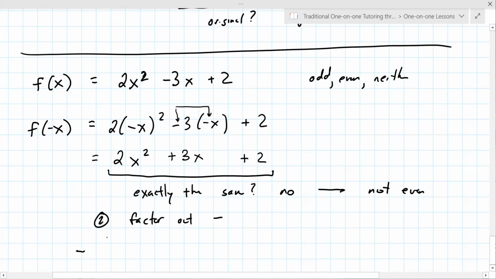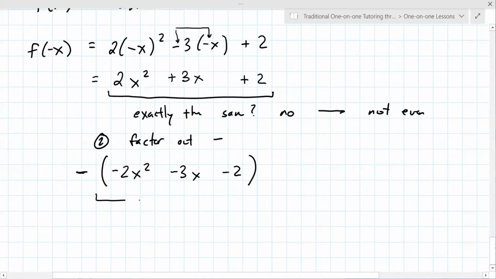So put a negative on the outside. And you have to change the sign of each of these terms. If there's one term, you change the sign of one term. If there are 7 terms, you change the sign of every term. Negative 2x squared minus 3x minus 2. And then it would be minus 2x squared minus 3x minus 2.